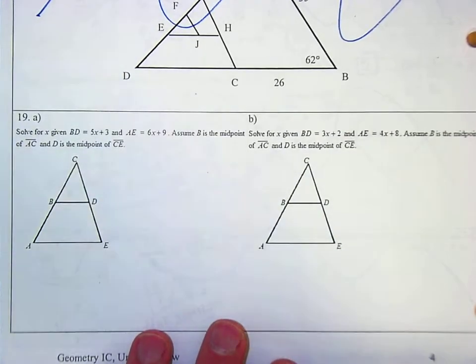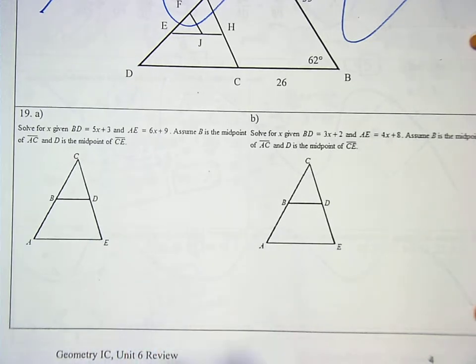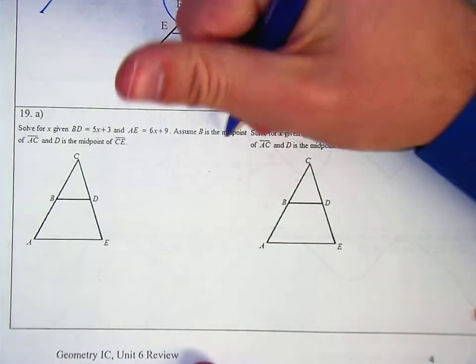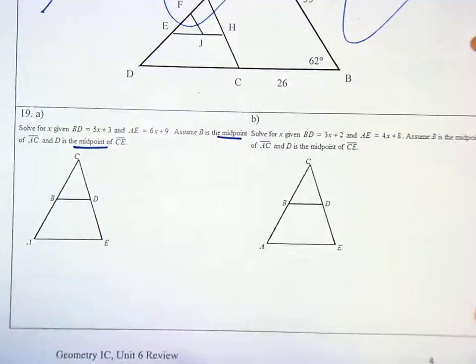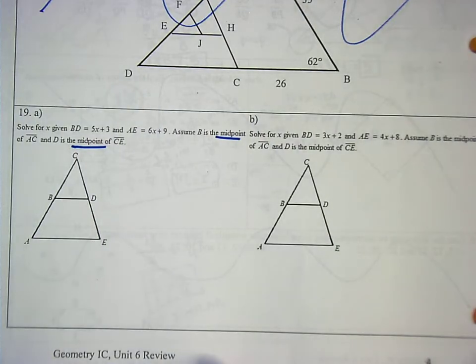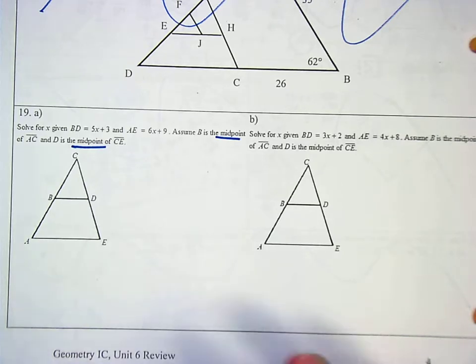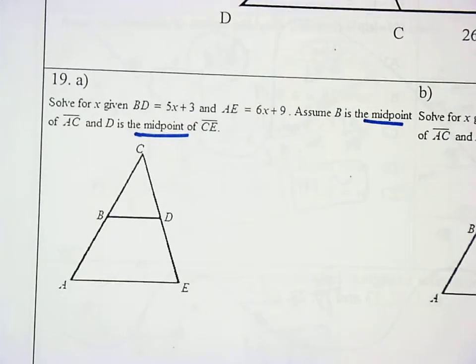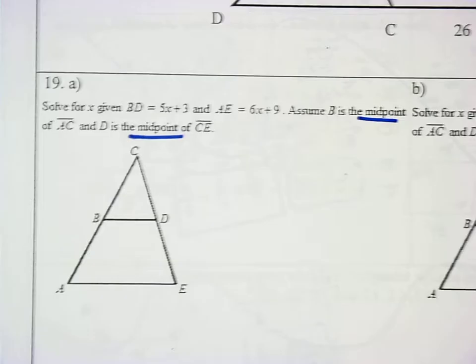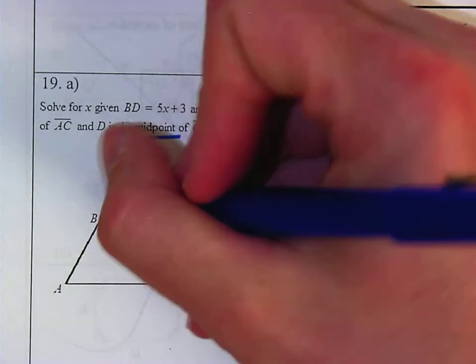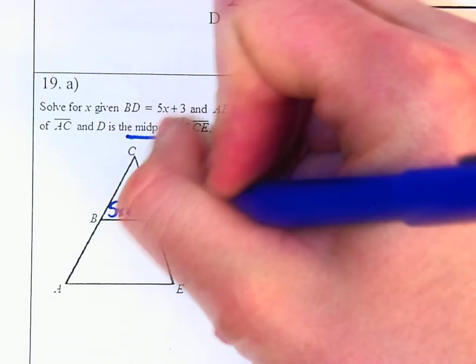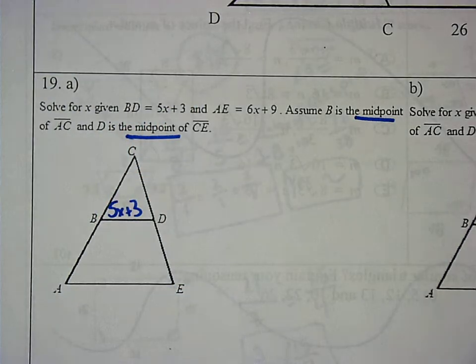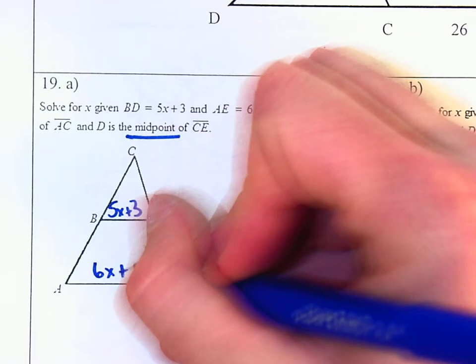And this is one of those last things, in fact, I think it was the last thing that we learned. It was about midpoints and the segment between them, which we call the mid-segment. So they give us here in 19a a lot of information. They want us to solve for x, given that BD is 5x plus 3, and AE is 6x plus 9.